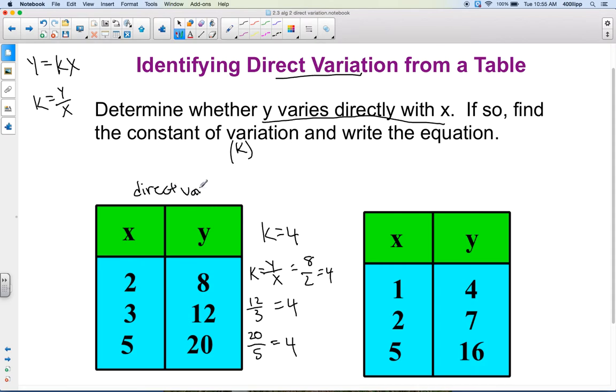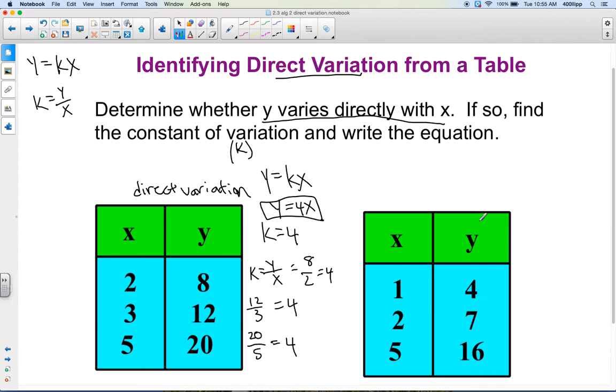And then we can write the equation, sorry about my bad handwriting, by plugging into y equals kx here, and therefore we get y equals 4x. So if you actually graph this, you'll find that these points lie on this graph.